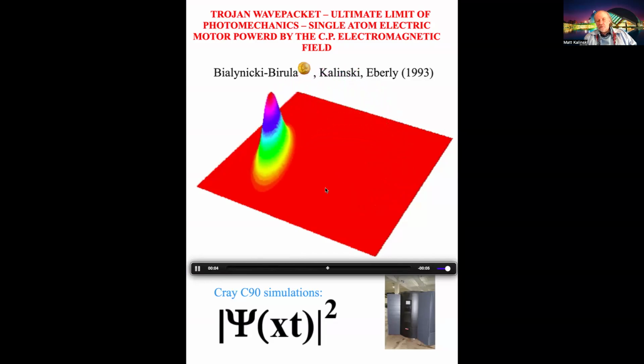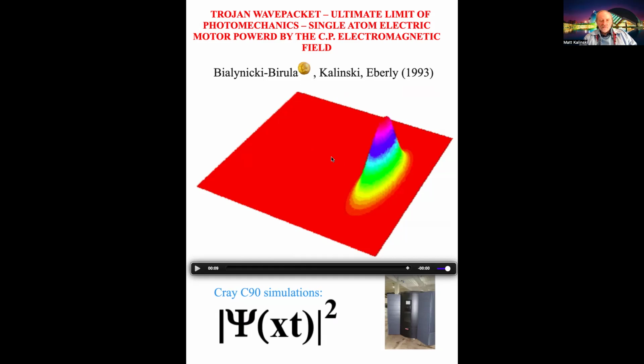In the solid state, of course, the light is diffused, and you get only the essential region of the position of the electron, and it's the rotor of this electric motor, and the stator is the proton, and the powering field is simply the circularly polarized field which is rotating in the plane of the circular polarization.